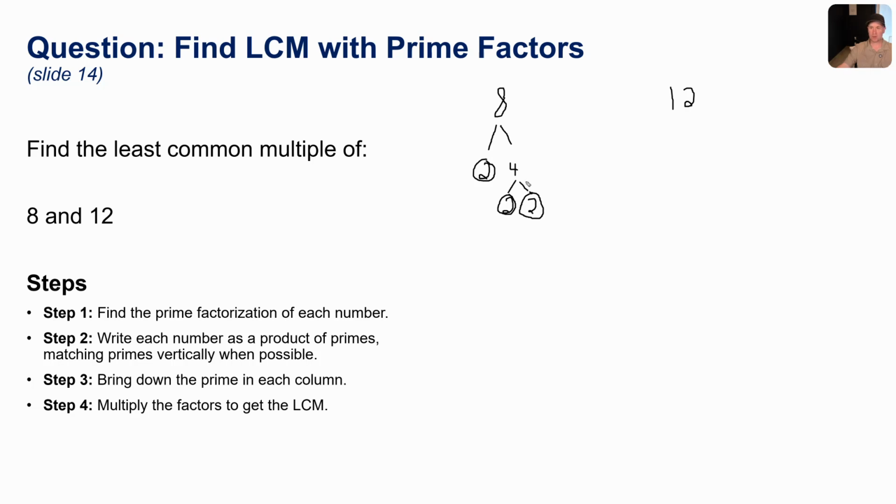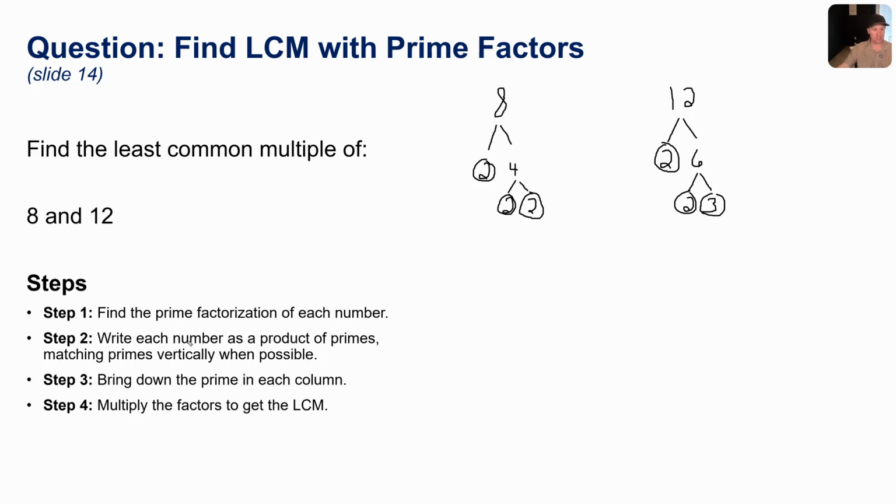Okay, so now we have all of our prime factors here. 12 then can be factored down into 2 and 6, and 6 can be factored down into 2 and 3. All right, so now we have our prime factors list, prime factorization list, I should say.